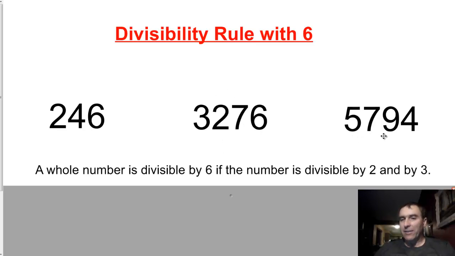What about 5,794? It's an even number on the end, so it is divisible by 2. Is it divisible by 3? Add it up and find out. 9 and 4 is 13. 13 and 7 is 20. 20 plus 5, 25. Does 3 go into 25 evenly? No, it doesn't. That does not belong on our list of numbers that are divisible by 6.